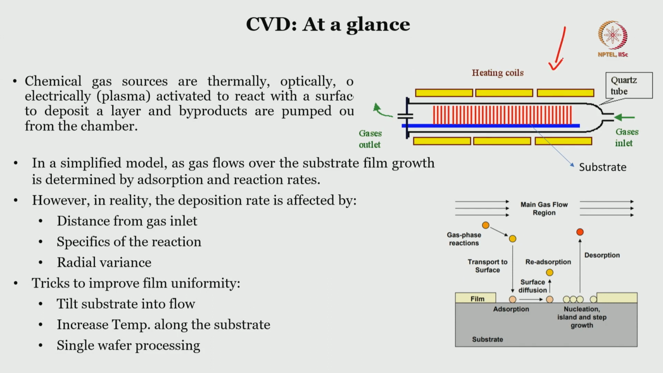So, at a glance, let us take this particular schematic. What you see is a quartz tube, and these orange lines that you see are nothing but silicon wafers. Generally silicon wafers look like this, but when I stack them, they look like this, isn't it? If you stack them in this fashion, it looks like this. So, these are silicon wafers in the quartz tube.